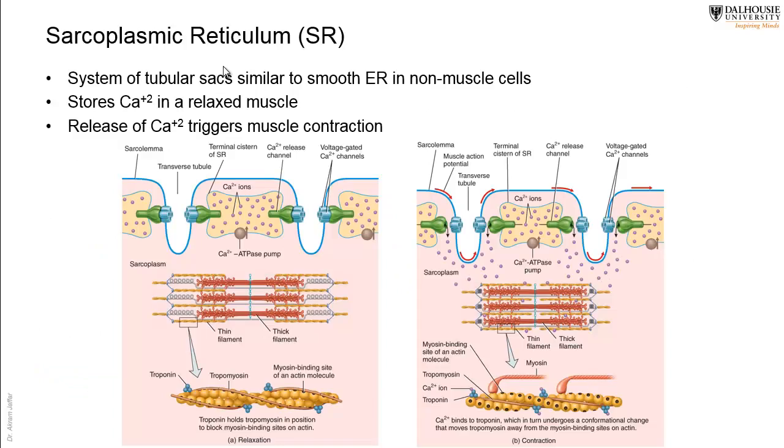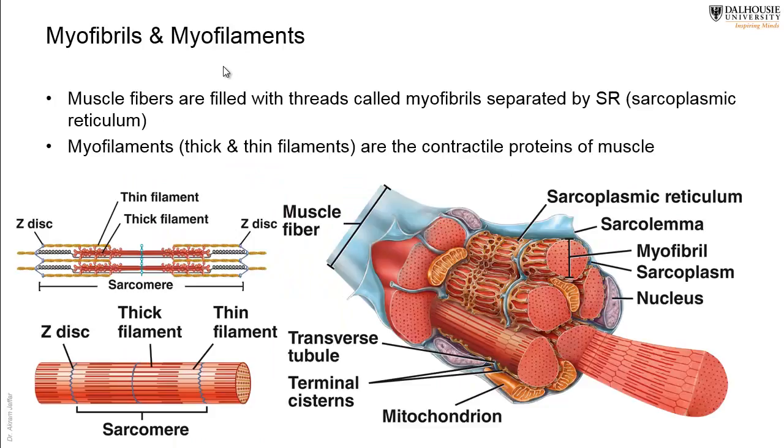In addition to that, you can see here that there is an extensive network of smooth endoplasmic reticulum. Remember the endoplasmic reticulum, which is one of the organelles of the cell. There's rough endoplasmic reticulum and smooth endoplasmic reticulum. Here we have an extensive network of smooth endoplasmic reticulum that has no ribosomes attached to it, and these act as storage for calcium ions. Calcium ions are very important for the contraction of muscle fibers.